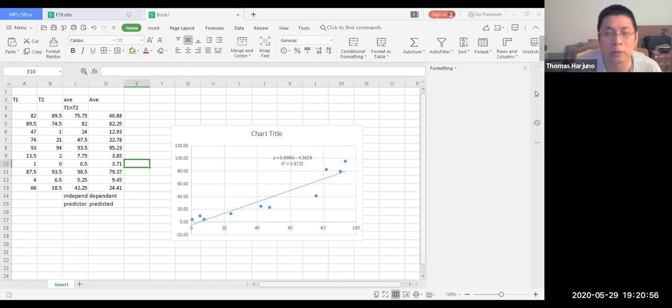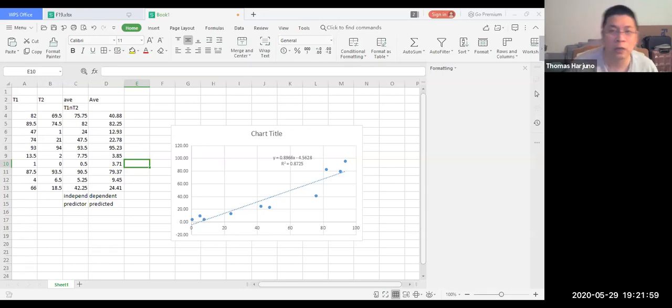Remember, this is our predictor. And the y earlier is predicted. That's the actual data, actual result. Now suppose, for example, I pick, let's say, this guy here. The average of test 1 and test 2, our x, is 42.25. The actual result at the end of the semester is 24.41. That's the actual result.